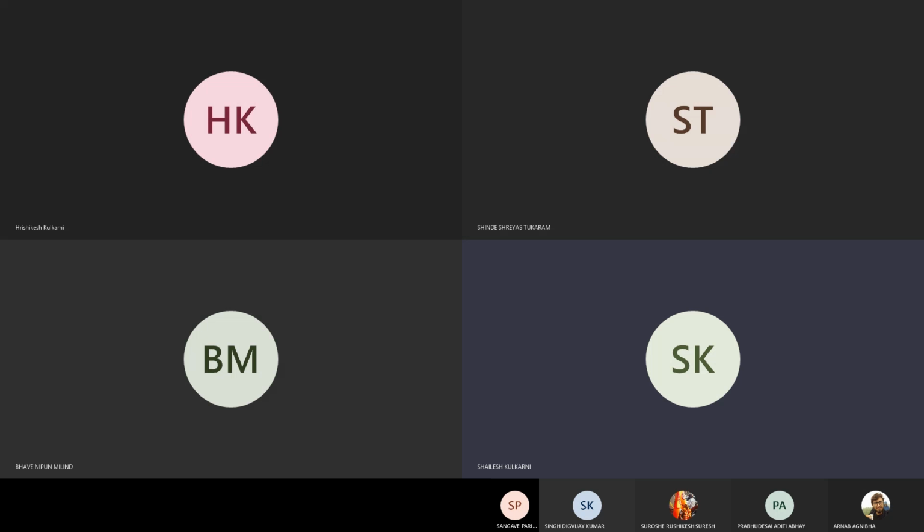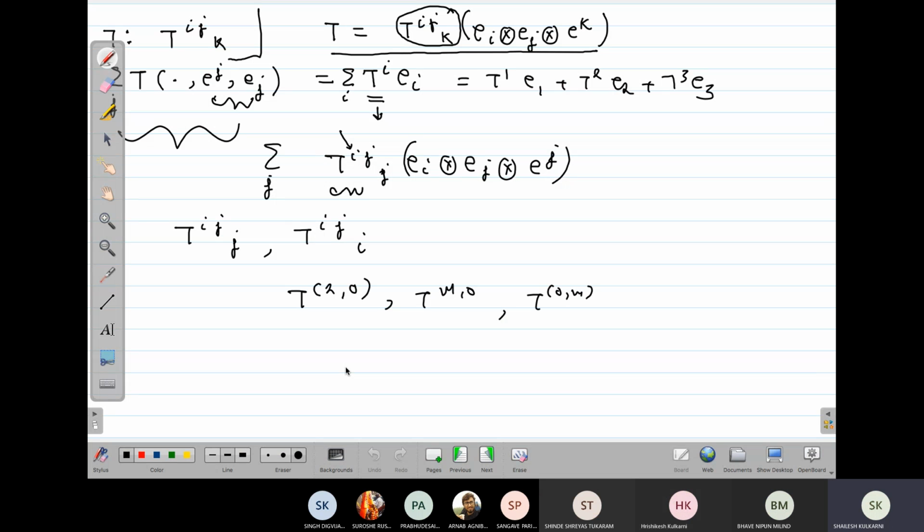Different ranks or different types. Okay, so there is a tensor. In general, we define the tensor of type (m, n). Okay, and then we are in the process of defining what is known as the contraction.